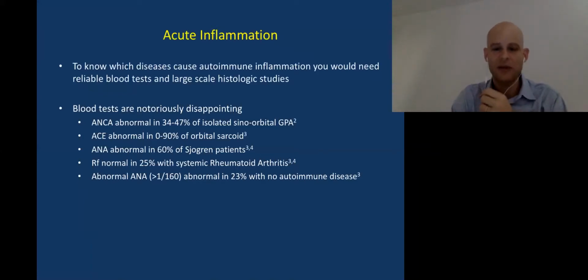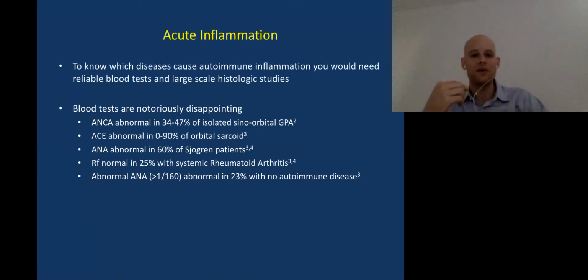It depends on how profound the sarcoidosis is, and it depends on where the sarcoid is located. If somebody has very bad systemic sarcoidosis affecting their lungs and their kidneys, often their ACE testing will be abnormal. But ACE, or angiotensin converting enzyme, in some series of sarcoidosis that only affects the orbit, or sarcoidosis that affects the orbit as well as other compartments, was completely normal in every patient. So ACE is not a good marker for sarcoidosis.